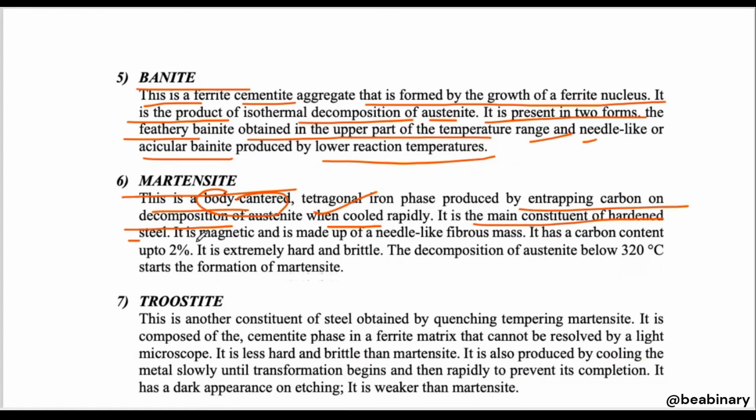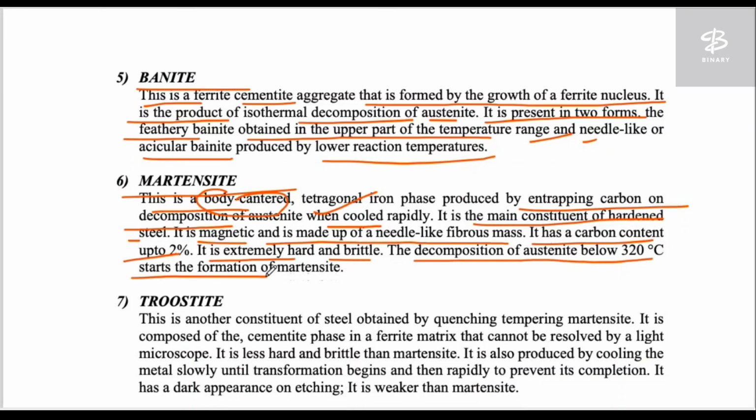It is magnetic and it is made up of needle-like fibrous mass. It has a carbon content up to 2%, meaning it is a steel. It is extremely hard and brittle. The decomposition of austenite below 320 degrees C starts the formation of martensite.